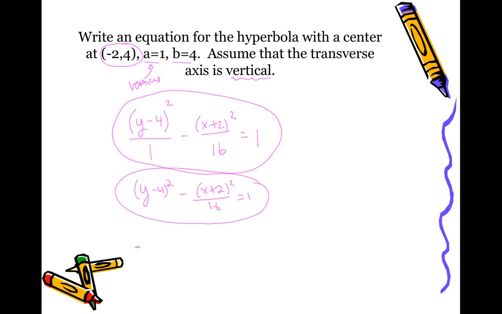Or maybe you have the x first and you have negative x plus 2 squared over 16 plus y minus 4 squared equals 1, right? Like that's also fine too. These are all the same.